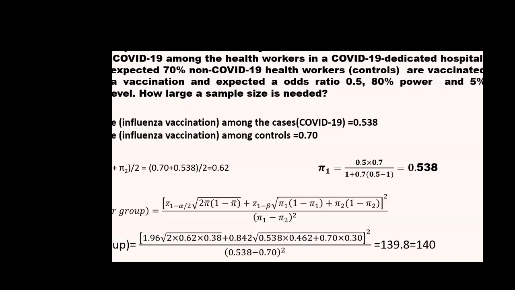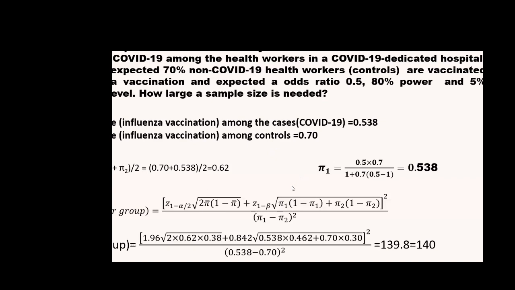So first, P1 is the exposure, influenza vaccine among the cases. This we have to find out. What is given? P2 is given, exposure, influenza vaccine among the control. That is 70% we have given. We calculate the vaccination effect in the case. So there is a preventive effect. So among the control it is high, and among the cases it will be low.